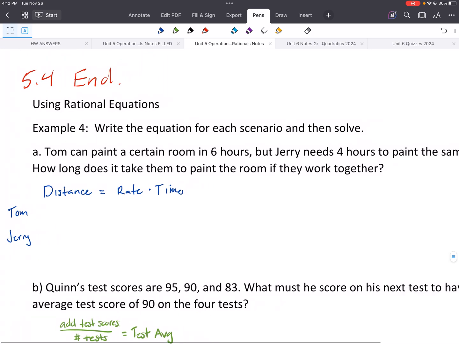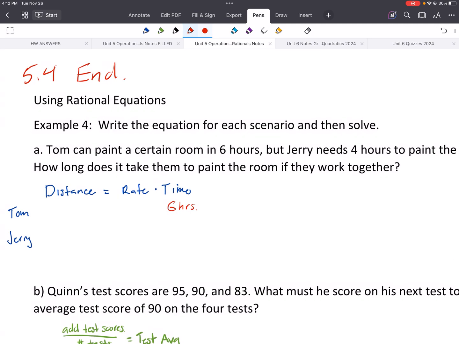So Tom can paint a certain room in 6 hours. So again, 6 hours is our time. It takes him 6 hours to complete a room when he paints. So distance, again, is going to be like anything that we're trying to accomplish. So distance could be like somebody running, okay? But it could also be like mowing a lawn or painting a room, okay? So all those things could be kind of like our distance, what we're trying to accomplish, okay?